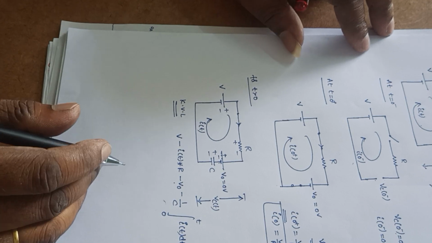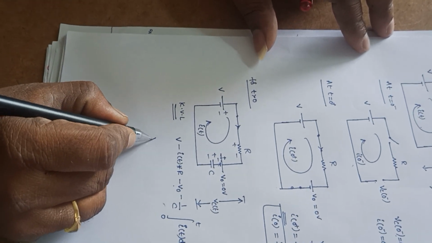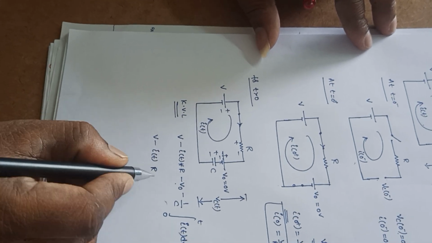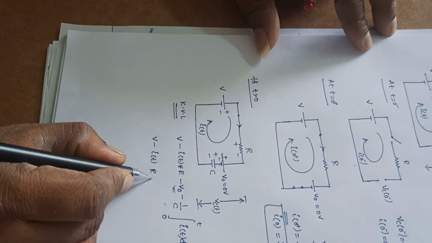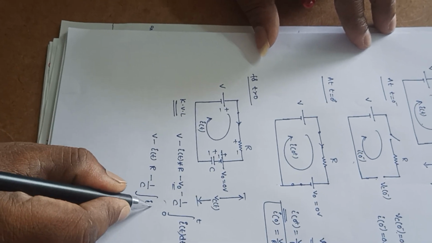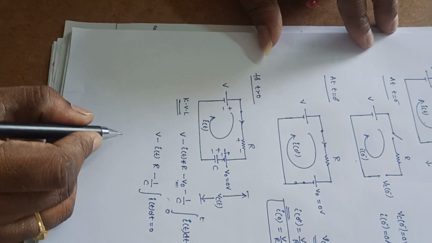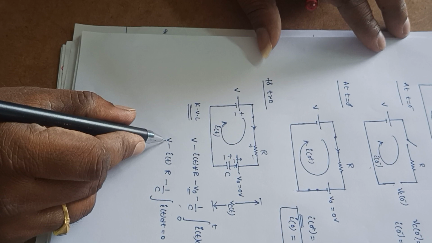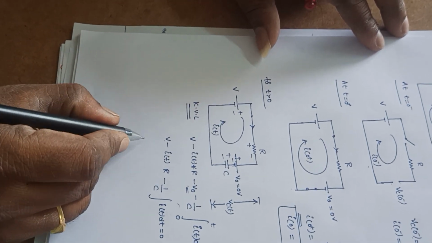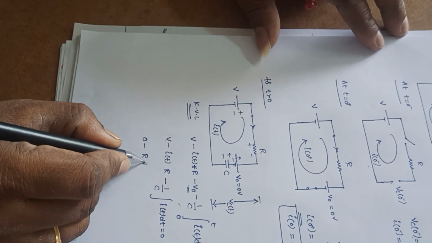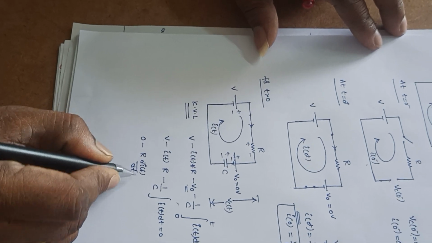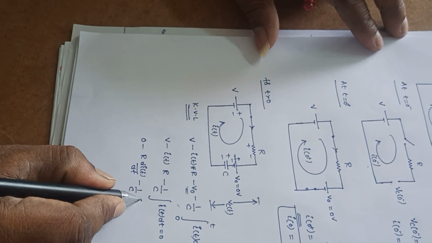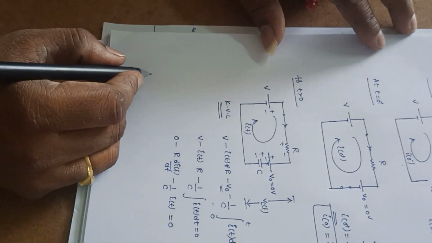Okay, next, so it is V minus I of t into R, V0 value anyway it is 0, minus 1 by C integral I of t dt, that is equal to 0. Now differentiate this equation. dV by dt, V is constant here, some 10 volts, 100 volts like that. Differentiation will give 0. So R into di of t by dt minus 1 by C, the integration and differentiation will get cancelled here, so it will become I of t, that is equal to 0.